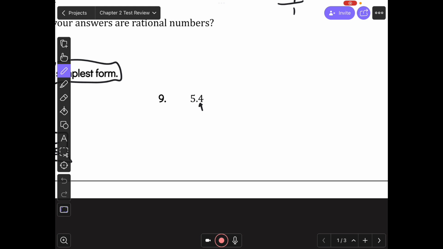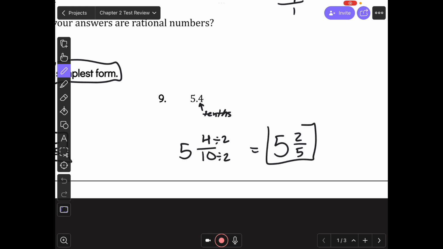5.4, again, the 4 is in the tenths place this time, so my fraction should be over 10. Anything after the decimal place goes on top. My whole number stays out front. I now have a mixed number. The only simplification needed here is to divide both of these by 2, and I get an answer of 5 2/5. There is no negative. That's my answer.